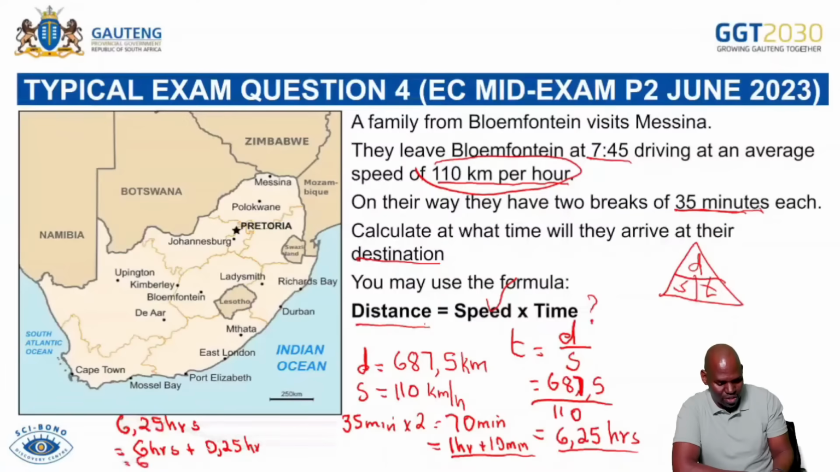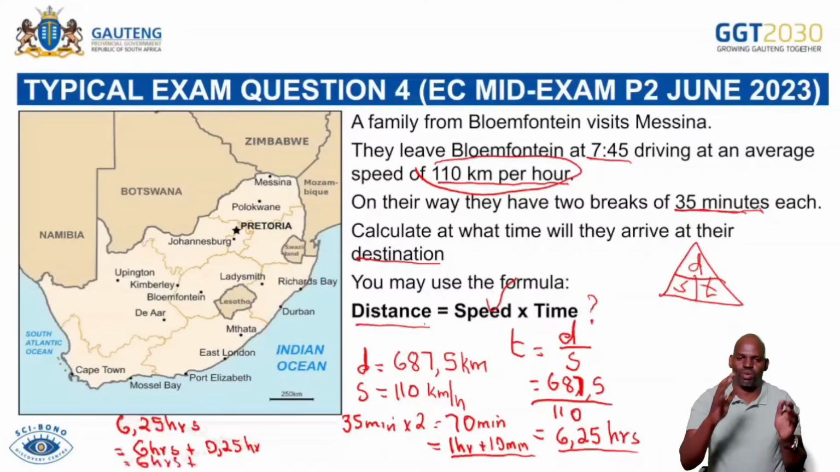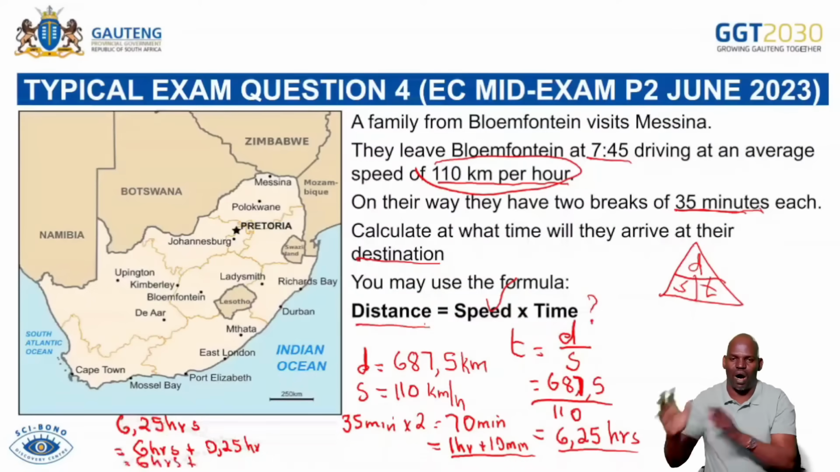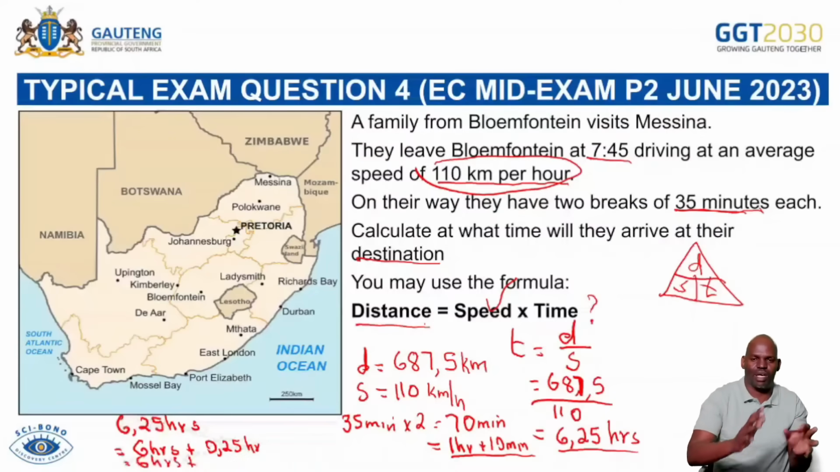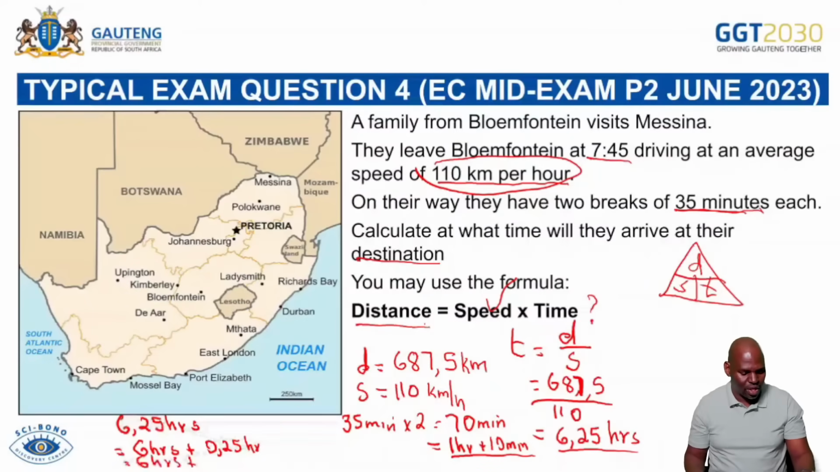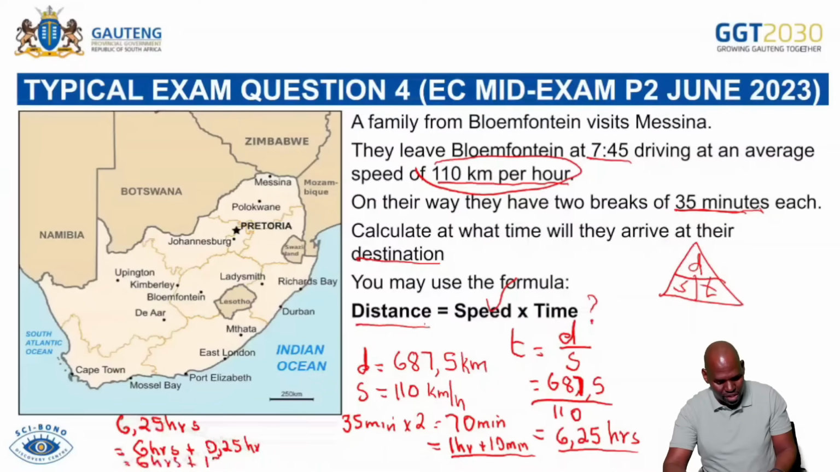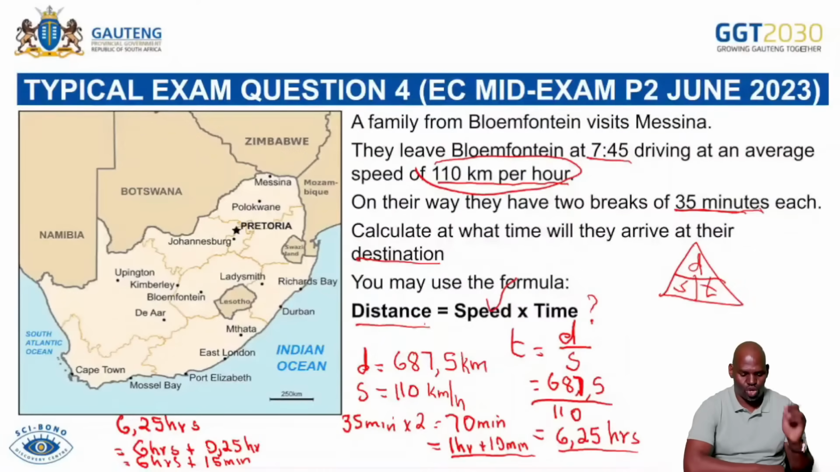Then we've got 6 hours plus 0,25 of an hour. Think about this, 0,5 of an hour. Half an hour, it's how many minutes? It's 30 minutes, because you say half multiplied by 60. So this one is 0,25 multiplied by 60. If you take your calculator, 0,25 multiplied by 60, then you get 15 minutes. So this is 6 hours and 15 minutes. 6,25 hours is the same as 6 hours and 15 minutes.